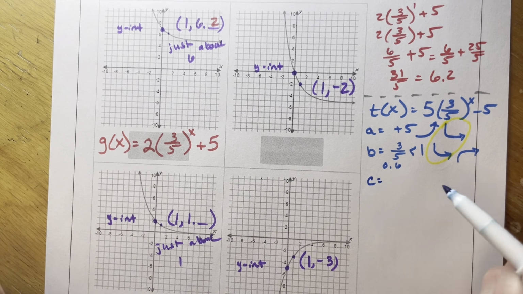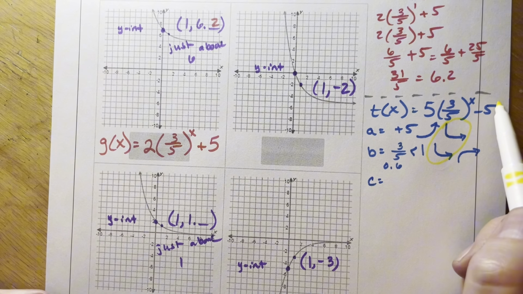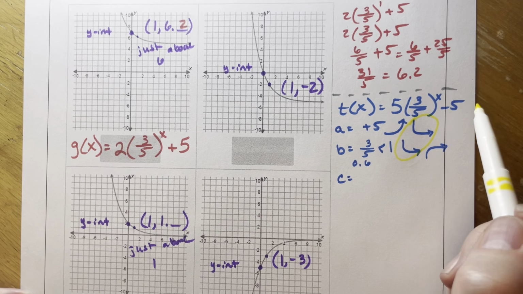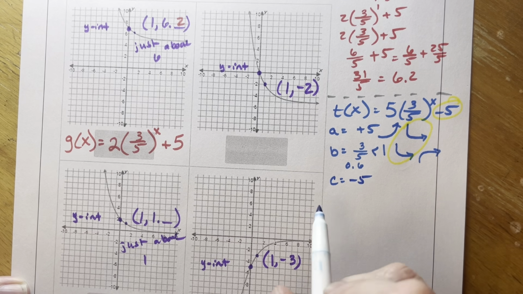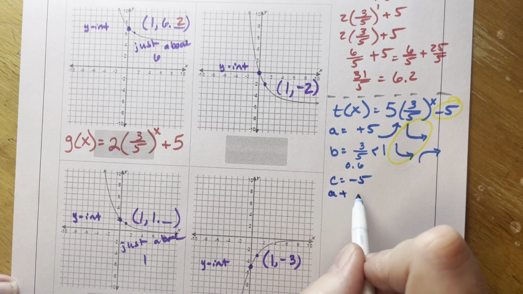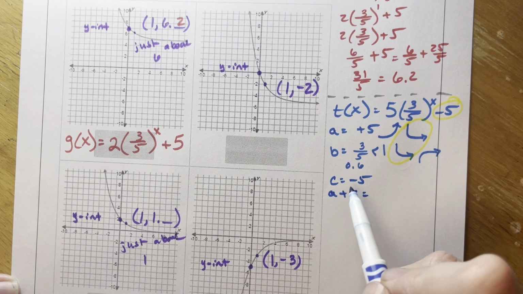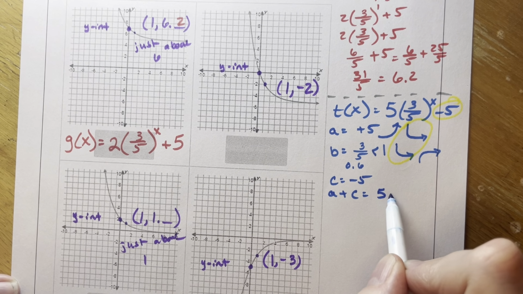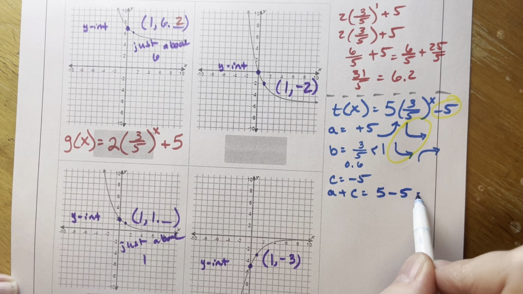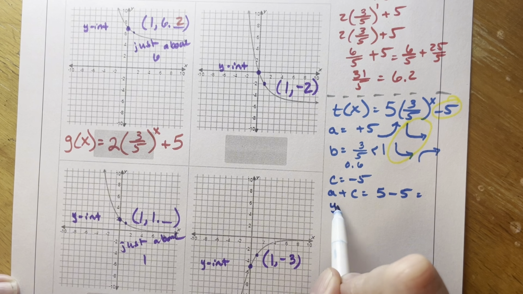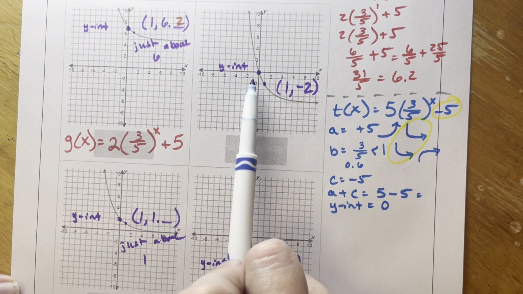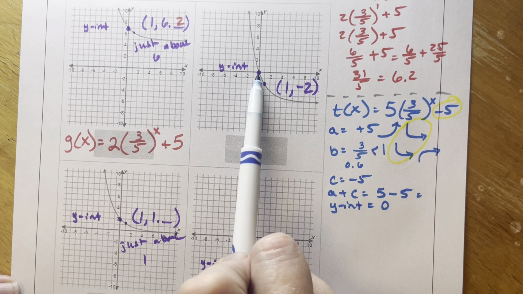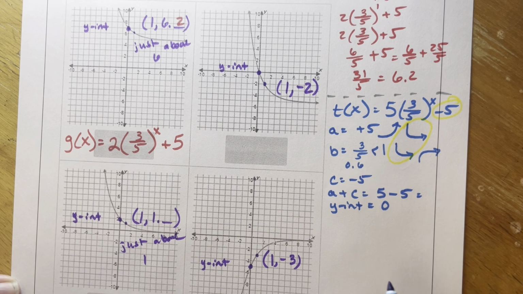So C, hey, here again with C, we have an actual visible number in our function, so that's pretty nice. So our C is -5. Let's go use that to help us find our y-intercept. So A is a +5, C is a -5, therefore my y-intercept is going to be 0. Well, isn't that interesting? And there we have a y-intercept of 0 right there on our second graph. Okay, let's go verify that this is the graph that we need.